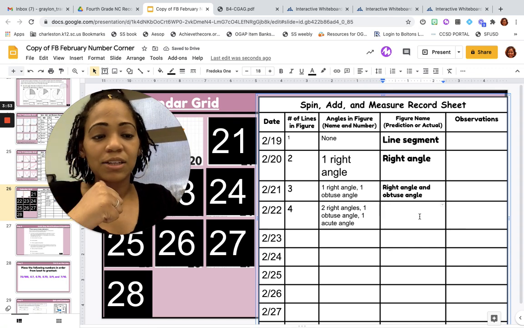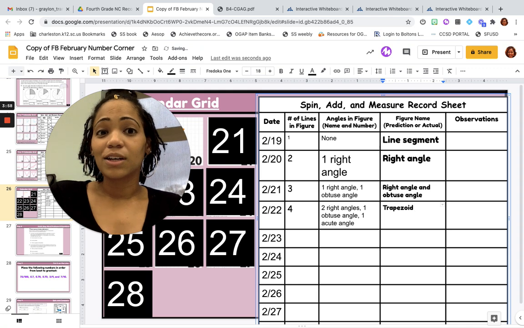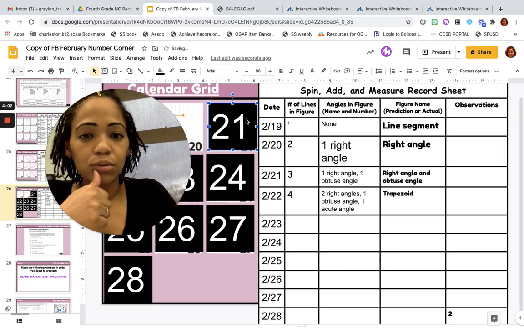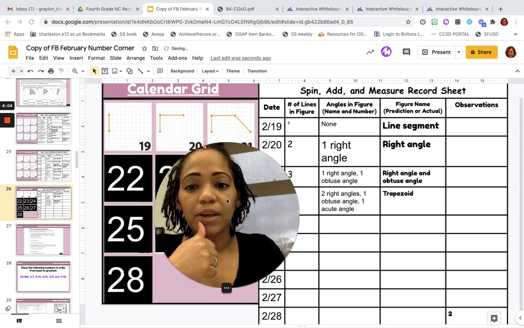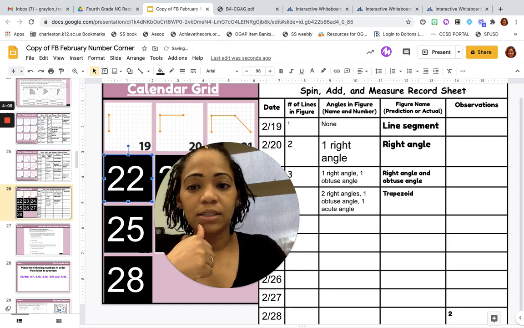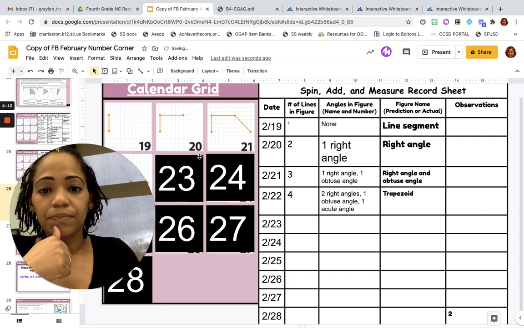And what did we say that this shape was called? It is called a trapezoid, which brings us to, oh, I don't think we made it there yet. I think we have one more to look at, and then we'll talk about today's. So here's the 23rd.